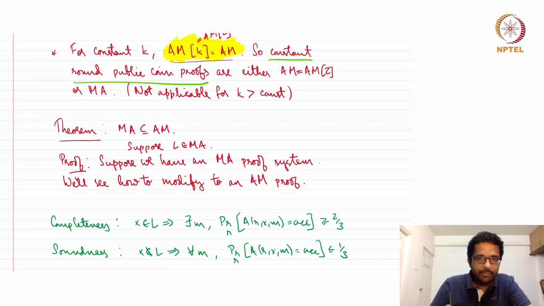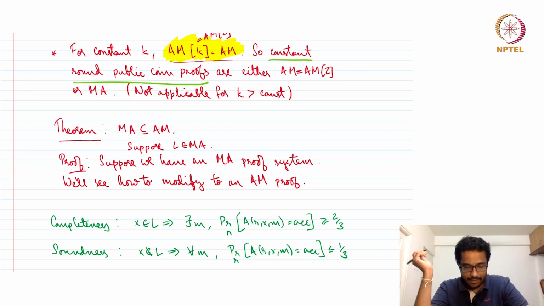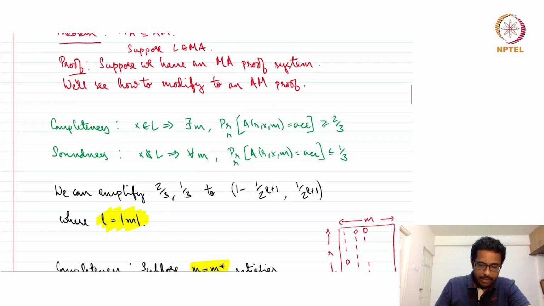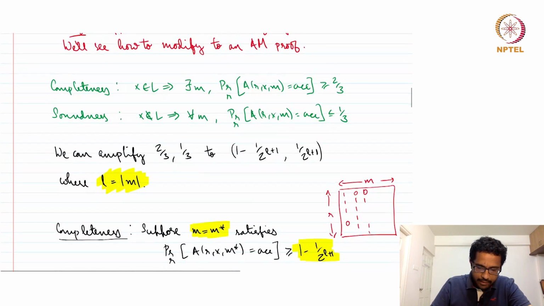Suppose, as always, we pick an arbitrary language L in MA, and we will show that it is contained in AM. So L is in MA, which means L has an MA proof system. We will see how to modify this to get an AM proof. The completeness and soundness for the MA proof system is that if X is in L, then there is a message M that Merlin should send, such that the probability of accepting the message is at least 2/3. Soundness means X is not in L. For any message that is being sent by Merlin, the probability that Arthur accepts it is at most 1/3.